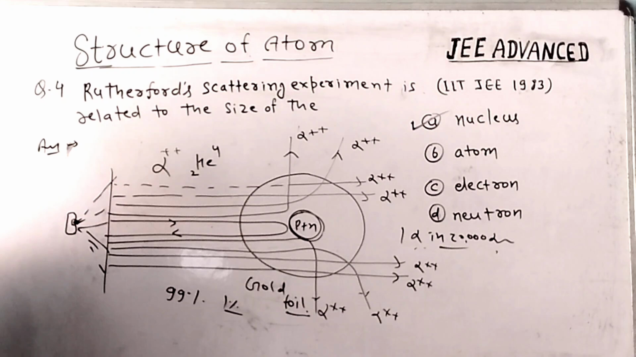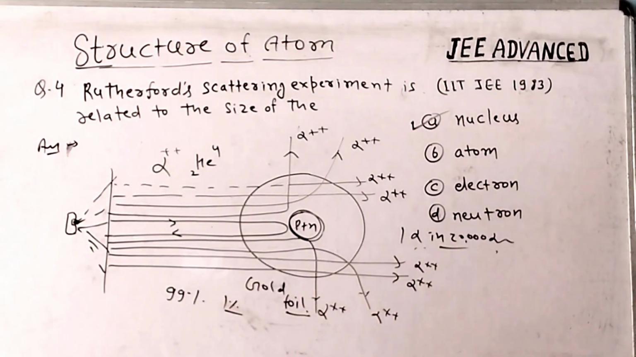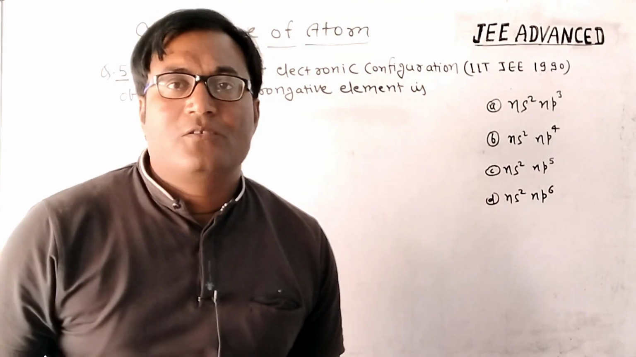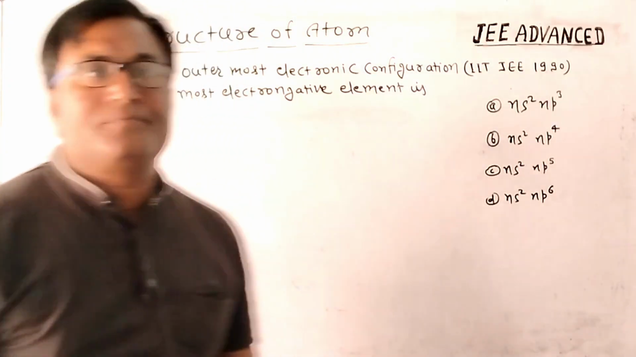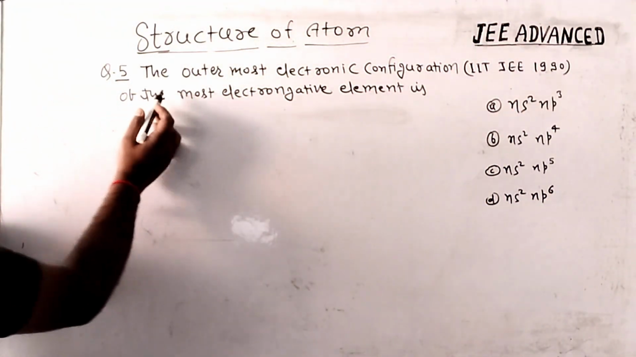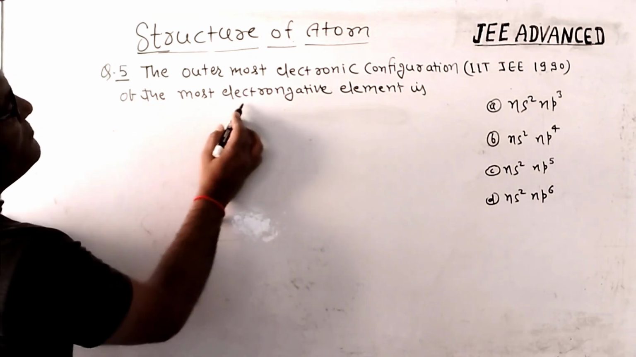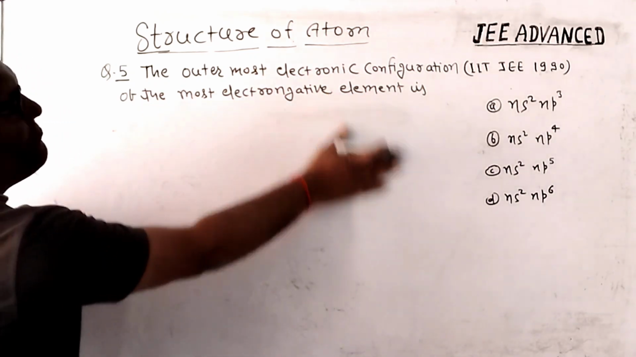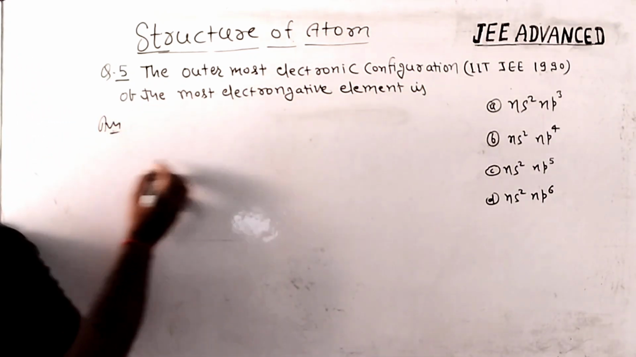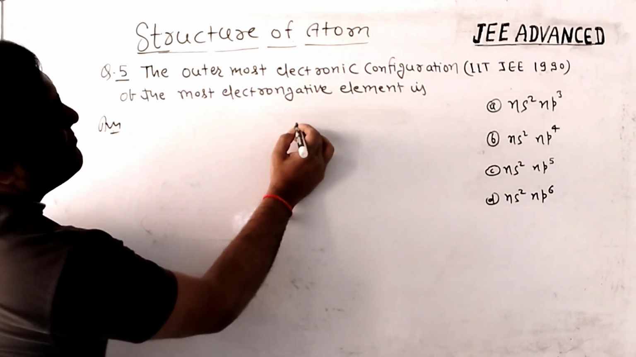Okay, so you can take a screenshot. Option A is correct. Now I am going to solve question number 5. The outermost electronic configuration of the most electronegative element, according to the given options, in the case of non-metals.